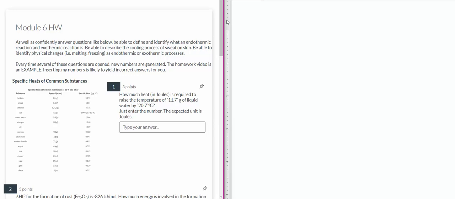How much heat in joules is required to raise the temperature of 11.7 grams of liquid water? So we're looking at H2O with a little L, and we are going to raise that temperature by 20.7 degrees Celsius. So that is our delta T, and we're looking for a heat. Just enter the number. The expected unit is joules.